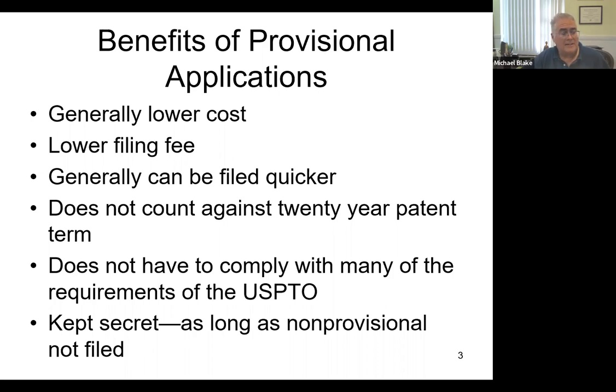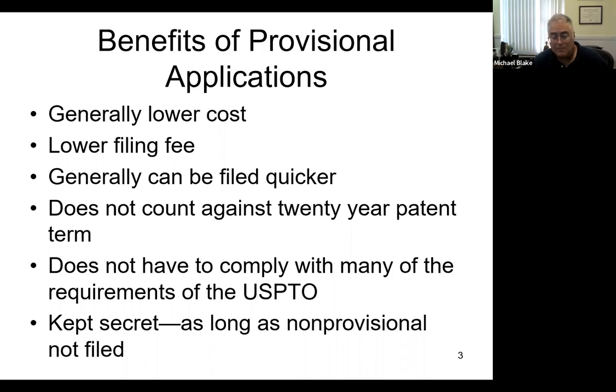The last benefit on this page is provisionals are secret. So when you file a provisional patent application, they are not published. They are kept secret. If you end up not filing a non-provisional that claims priority to the provisional, then your provisional never gets published. It remains secret at the patent office. So nobody can do a search for your provisional patent application.